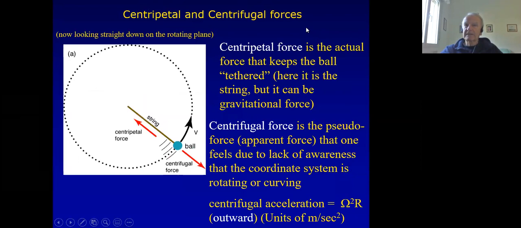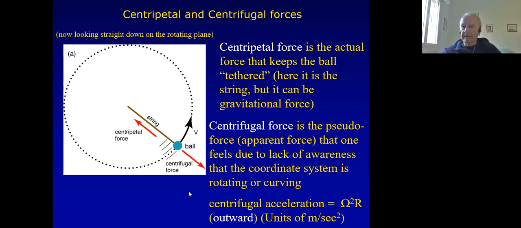Then let's see what forces are acting on the ball, on the body which stays at the surface of the Earth. We have two forces. One is the centripetal force, the actual force that keeps the ball tethered. That is the string, but it can be the gravitational force. So it's a kind of force which keeps the ball at the surface of this rotating body. And then we have a centrifugal force, which is a pseudo force or apparent force that one feels due to the lack of awareness that the coordinate system is rotating or curving.